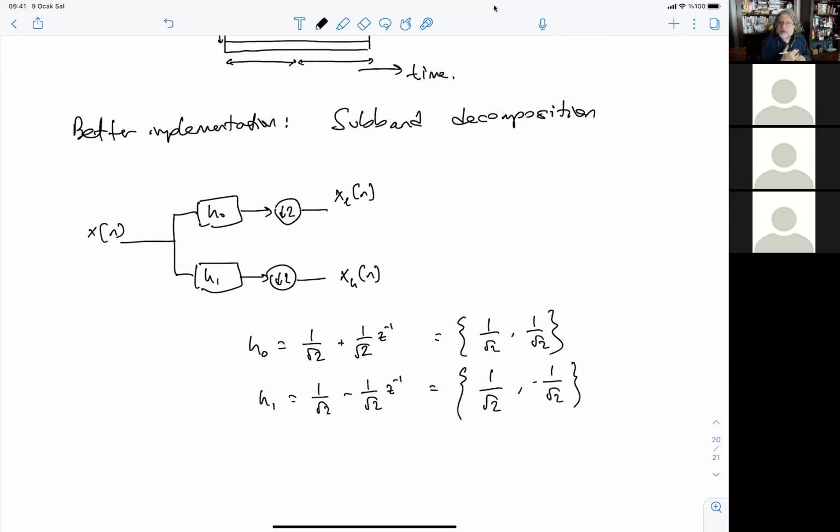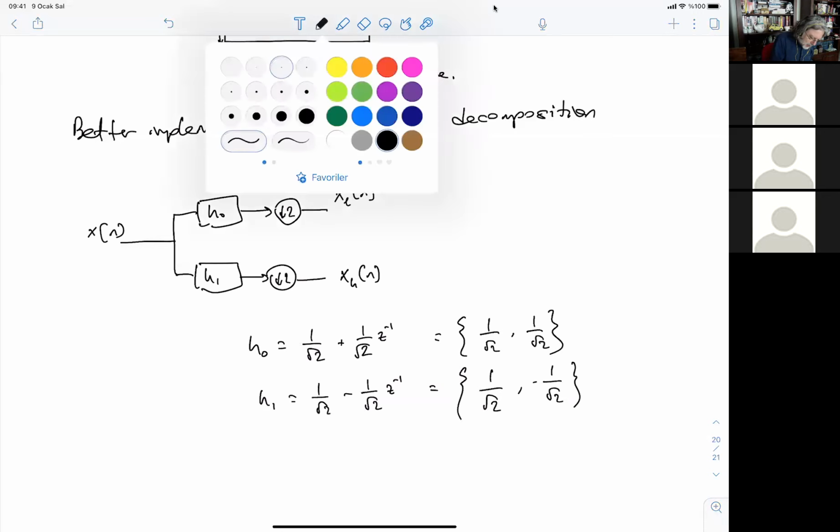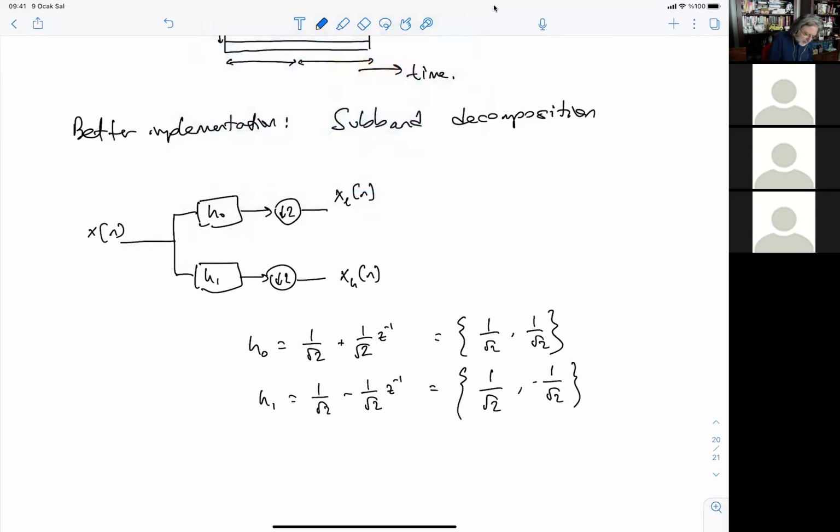But how about the 4 by 4 case? The 4 by 4 case works like this. I will draw it with a different color. Let's draw it with the blue color. This XL of n, the low pass, will be further decomposed into two further branches.